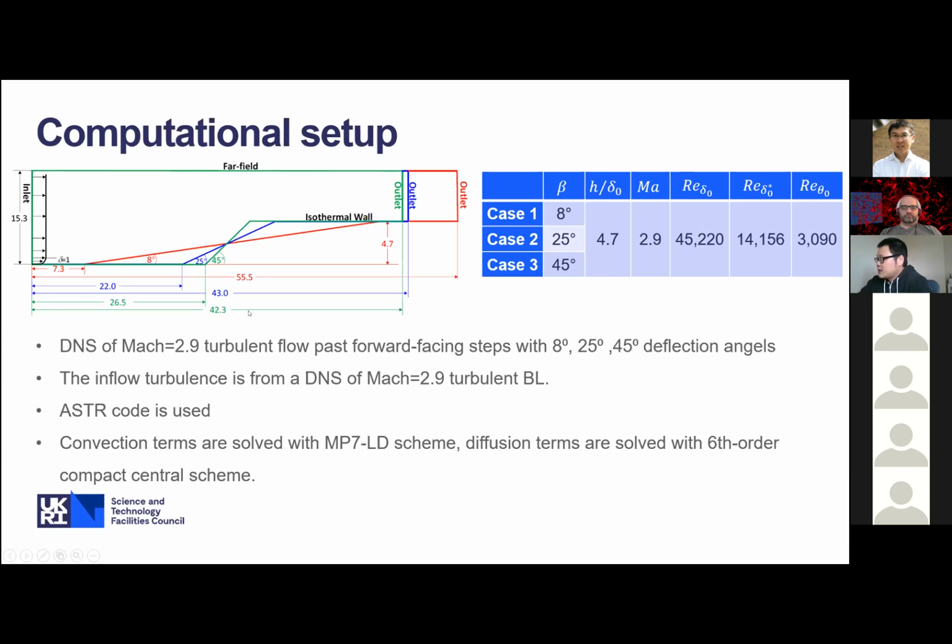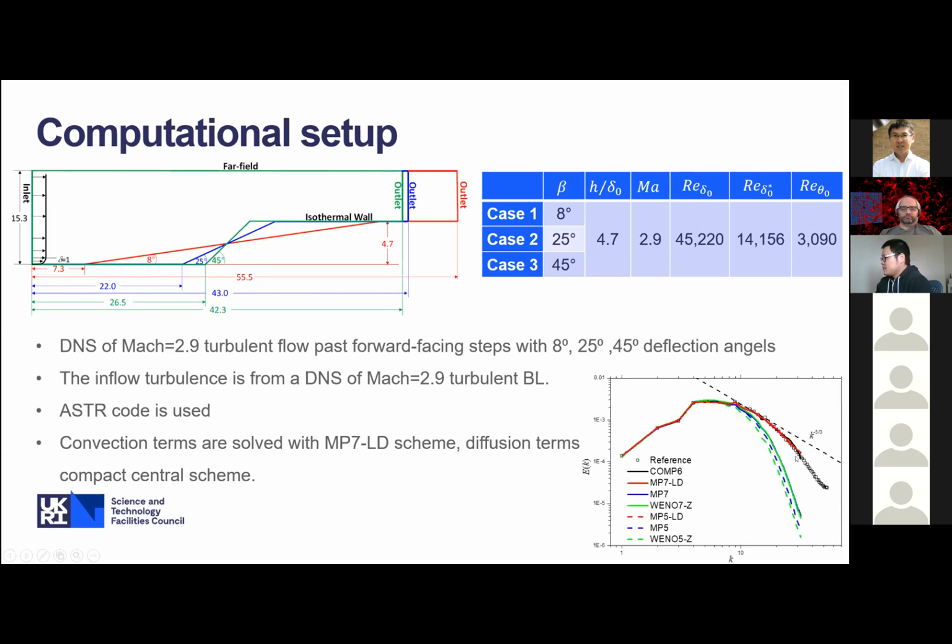We ran another DNS of a flat plate boundary layer to generate inflow turbulence, so we can reuse this inflow turbulence for different simulations. That saves us a lot of time. We use the Astra code, and for the calculation of the convection flux, we use a developed monotonicity-preserving scheme, which has very good performance at high wavenumber, so it can resolve the small scale turbulence and also the shock wave.